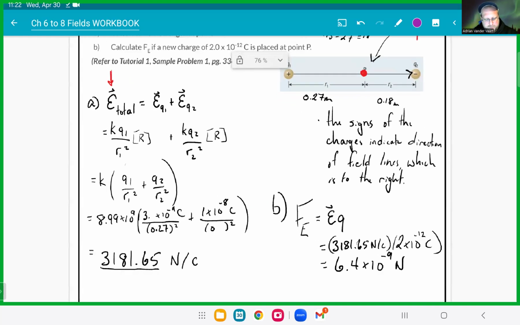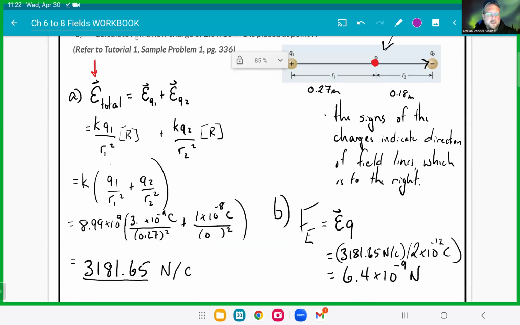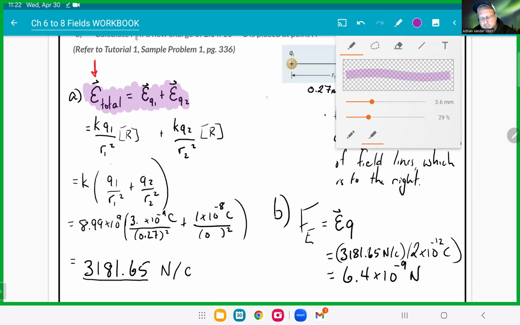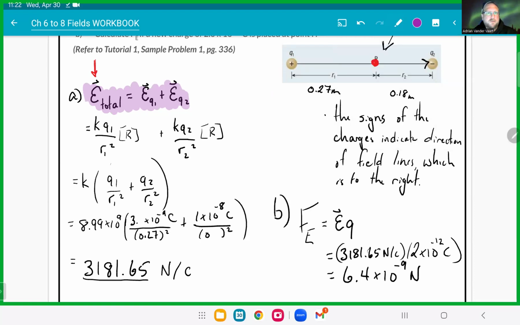And so if we want to know what the total field strength is, it's the field strength produced by the first charge, epsilon Q1, plus the field strength generated by the second charge, epsilon Q2. And if the diagram has served us, then we know the field lines from both charges are moving to the right when we're considering location P between them. So I substitute the formulas in, so there you go.